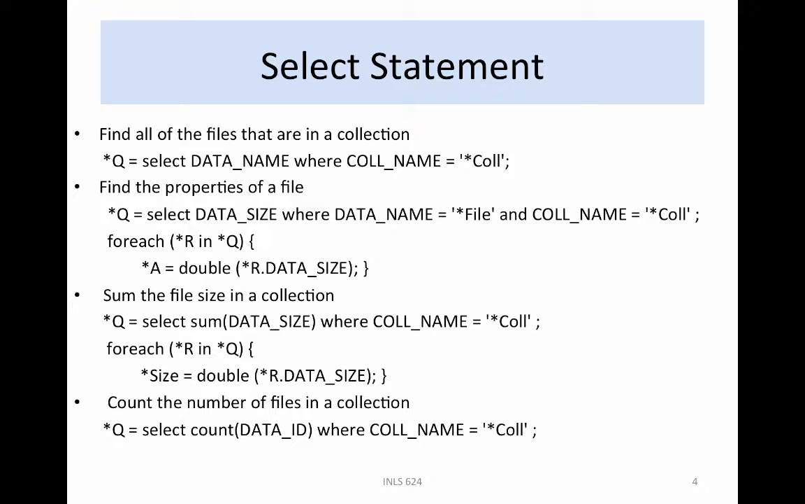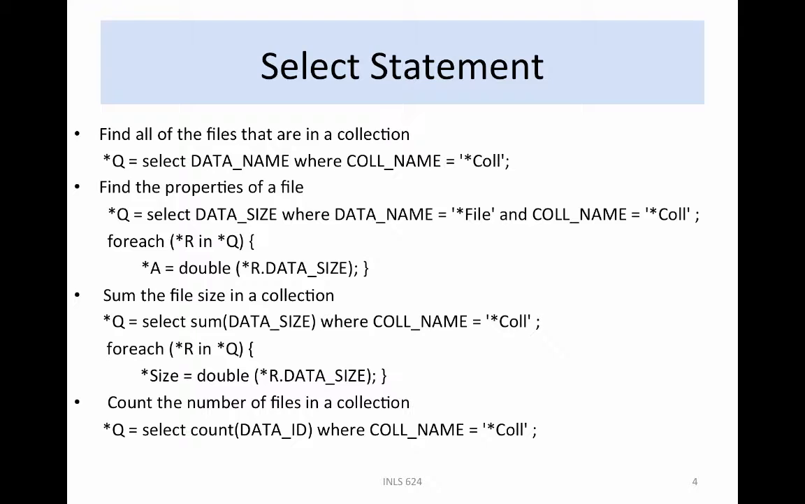A query that returns the size of a file within a collection is given by *Q = select DATA_SIZE where DATA_NAME = '*file' and COLL_NAME = '*coll'. To find a specific file, both the data name and collection name must be specified. The path to the file in the data grid is *coll/*file. The data size is returned as a string. It should be converted to a floating point before arithmetic manipulation is done, such as the following. foreach(*R in *Q) { *A = double(*R.DATA_SIZE) }. Here the dot operator is used to extract the data size from the element in the list result structure.